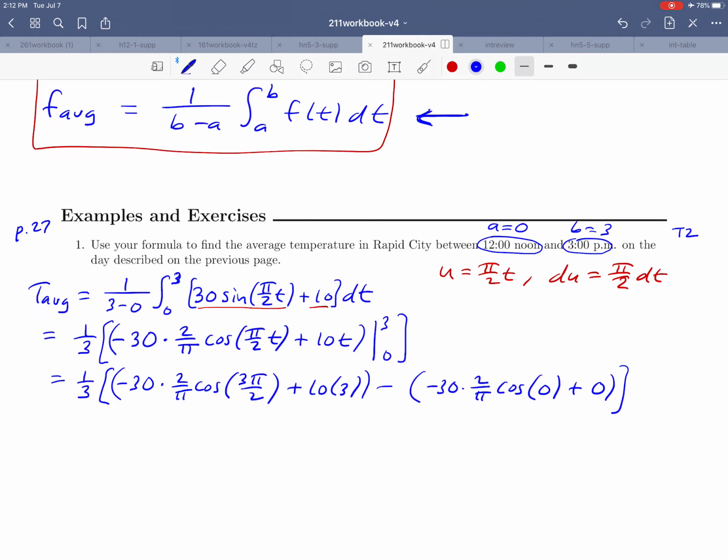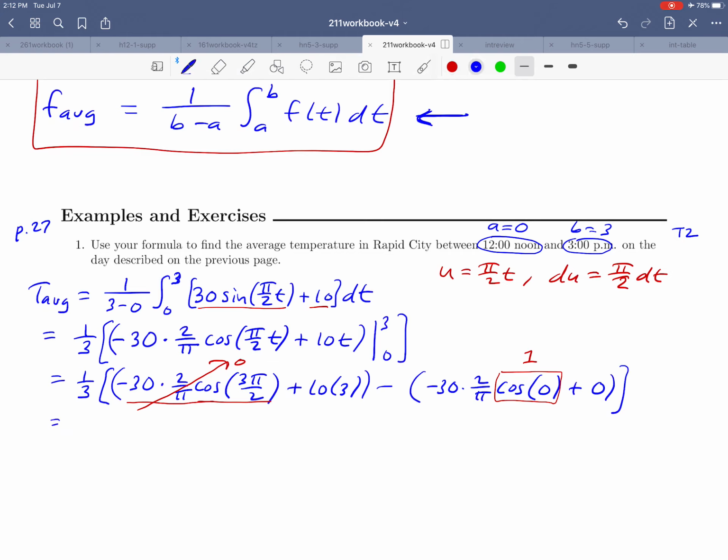Okay, and let's take a look at what we've got here. There are a couple of nice things that happen. First of all, cosine of 3 pi over 2 actually ends up being 0, and that's going to take this entire first term and make it go to 0 for us. So that just disappears. Okay, and then another nice thing, cosine of 0, not equal to 0, but it is equal to 1, which is a reasonably nice number.